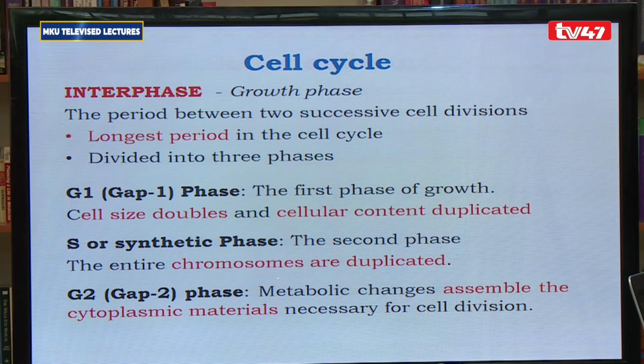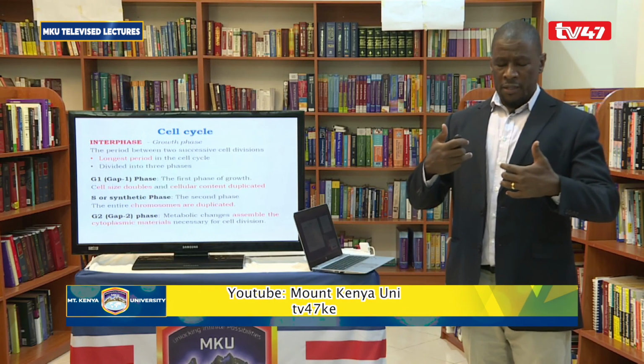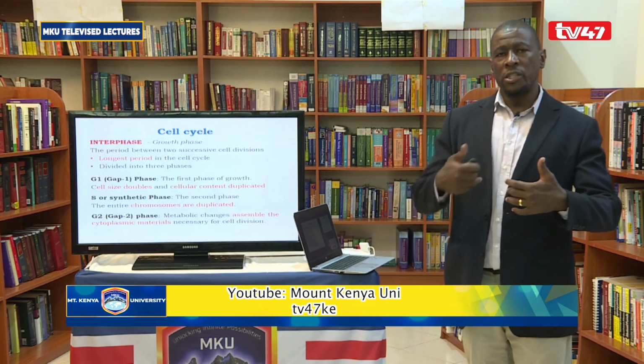The first phase, which we call the gap 1 phase, is when the cell begins to double in size. And now you can see the importance of the cell membrane being able to open up so that the cell can grow. And the cellular content is duplicated, meaning the cytoplasm contents, the organelles, are being made copies of, because the cell is about to divide into two, and each of the new two cells should have the same substances that the original cell had.